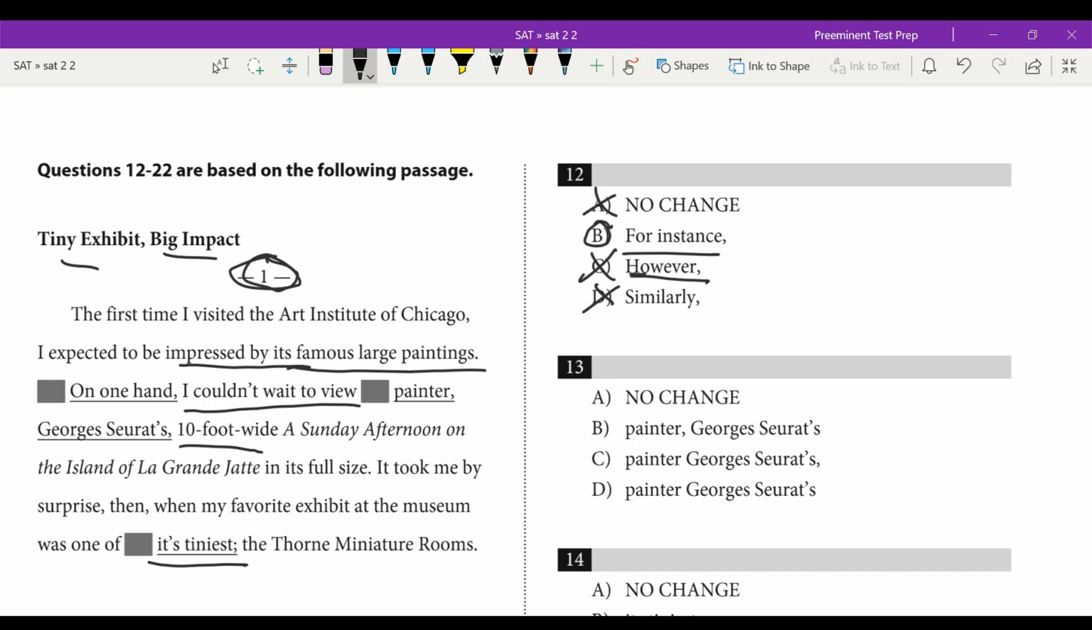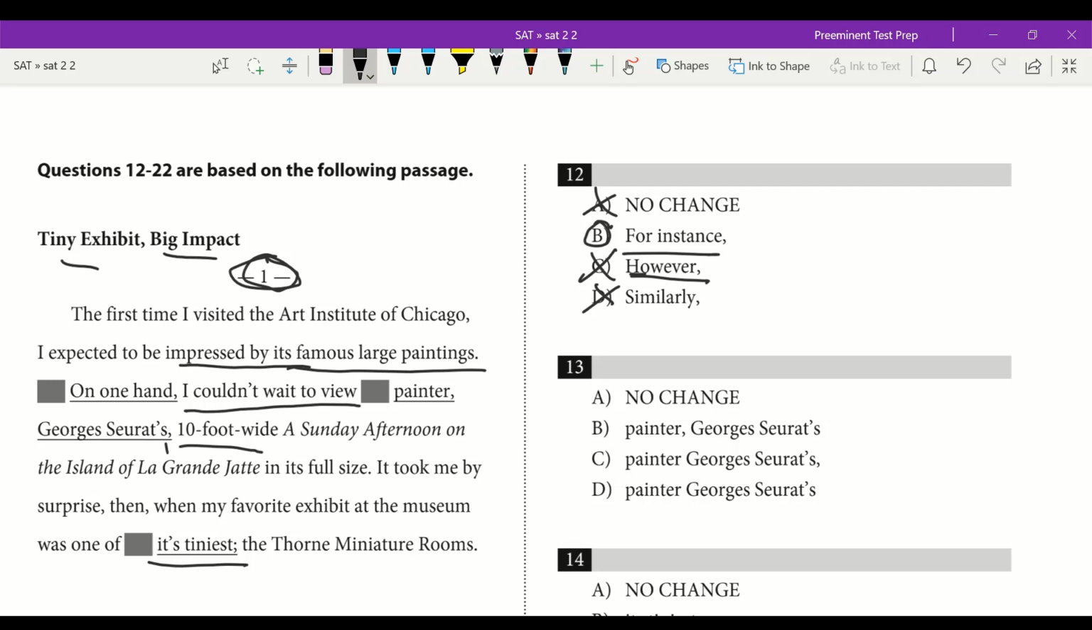All right, now we have, "I couldn't wait to view painter George Seurat's 10-foot wide," and then it goes on to list the name of the painting. Well, here's what we see here. So we're going to have two parts of this question when I see this. When I see an apostrophe s, that's usually tested, right? There'll usually be two choices that deal with one with an apostrophe, one without it. So it's George Seurat's painting, his 10-foot wide painting, which means we have to have an apostrophe because it's possessive. So I can eliminate any of them without apostrophes, but they all have it. So I can't eliminate anything there.